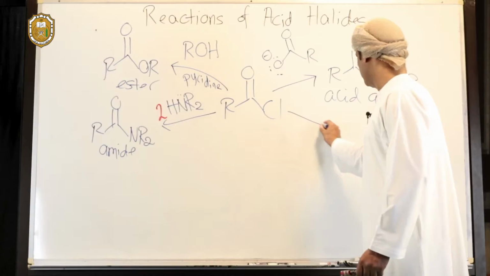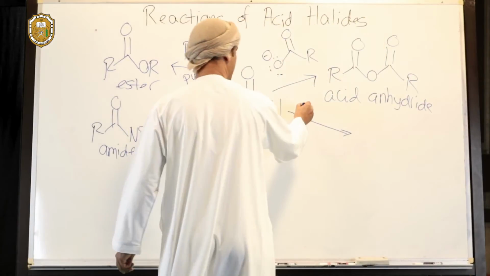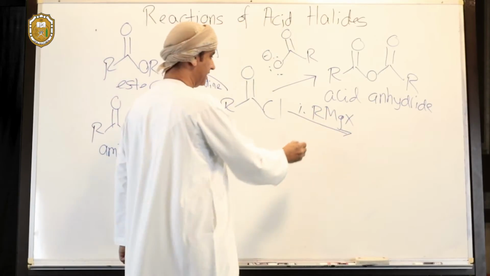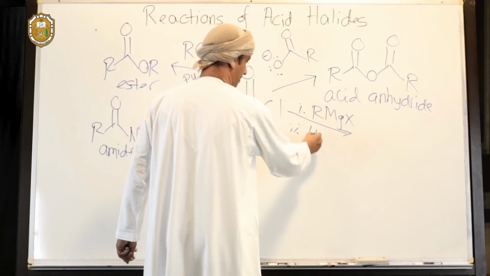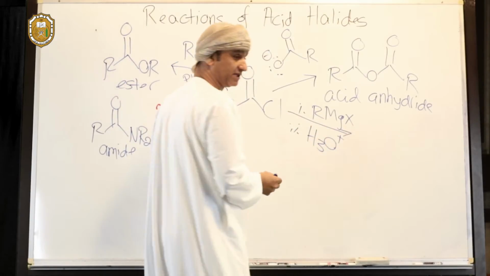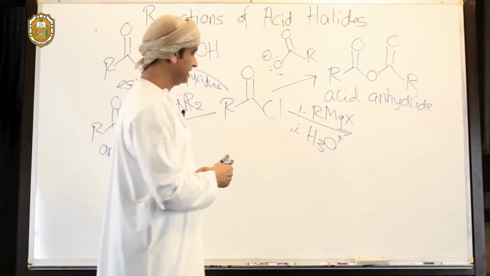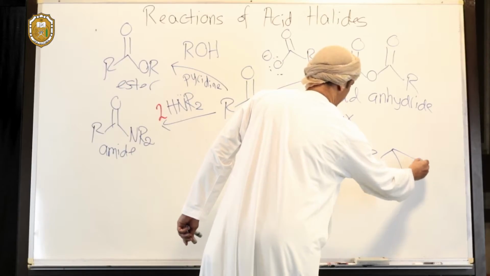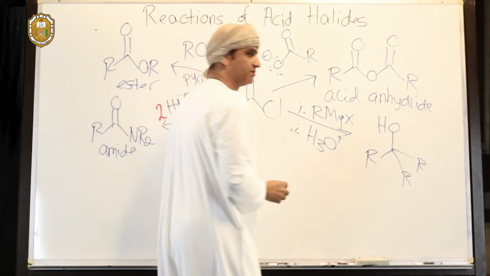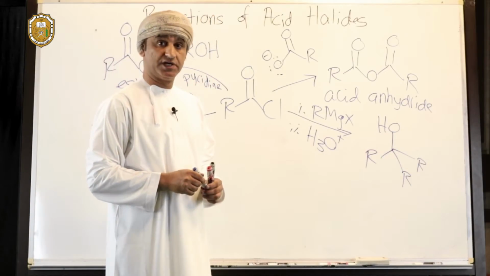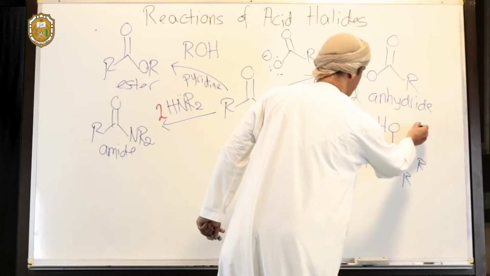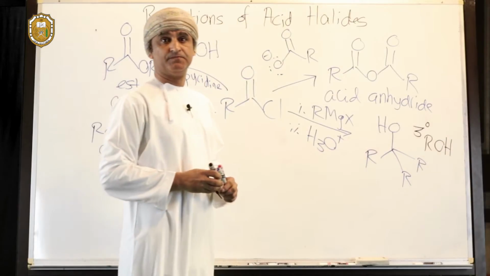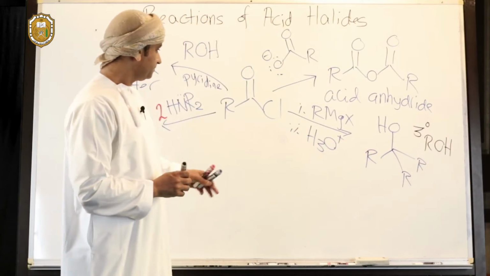So if the acid chloride is treated with a Grignard reagent whose general structure is RMgX, that's step number 1, and in step number 2, protonation of the resultant alkoxide. What's formed is the corresponding tertiary alcohol. So that's the general structure of a tertiary alcohol. Tertiary alcohols can also be made from acid chlorides, when the acid chloride is treated with a Grignard reagent.